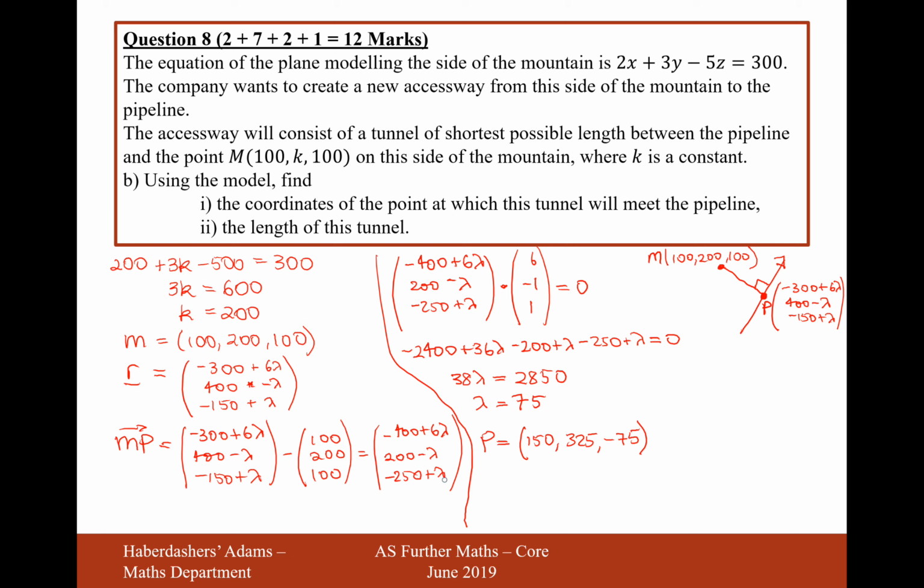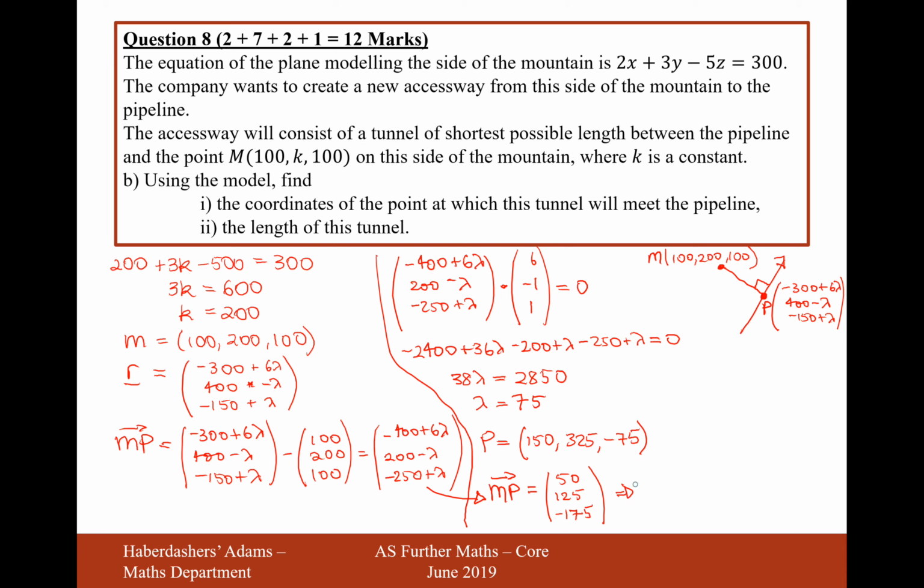And the length of the tunnel, now we'll substitute lambda into this one here, MP, and then work out the magnitude of it. So MP is going to equal minus 400, add 6 times 75, which would be 50. That'll be 125, and then minus 175.